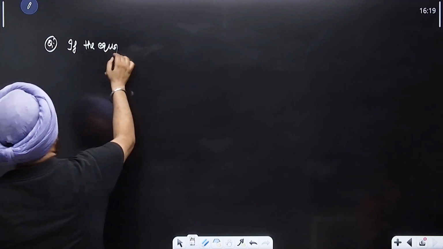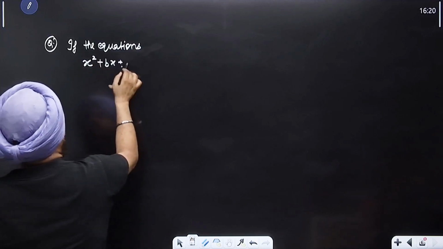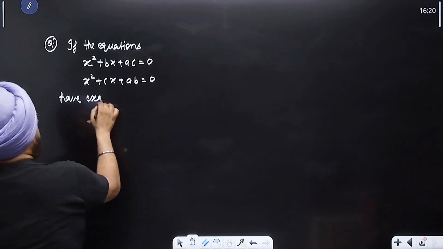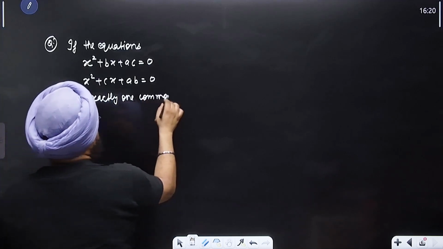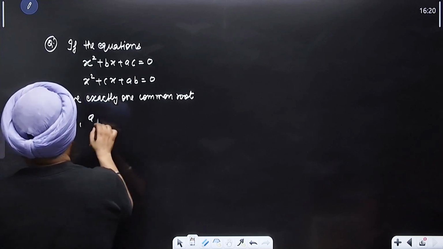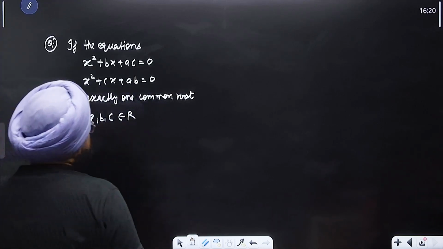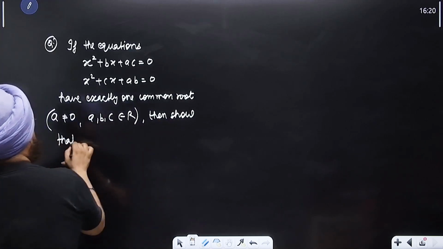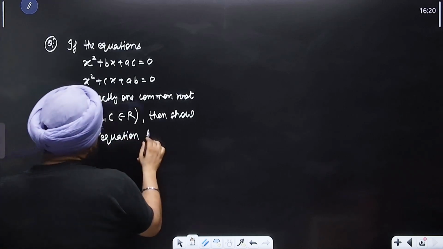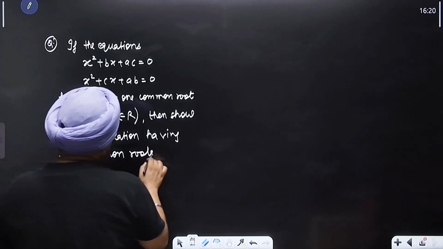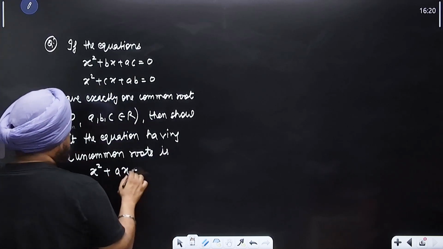Let's do another type of problem. If the equations x square plus bx plus ac and x square plus cx plus ab have exactly one common root, a is not equal to 0, a, b, c are real numbers, then show that the equation having the uncommon roots is x square plus ax plus bc equal to 0.